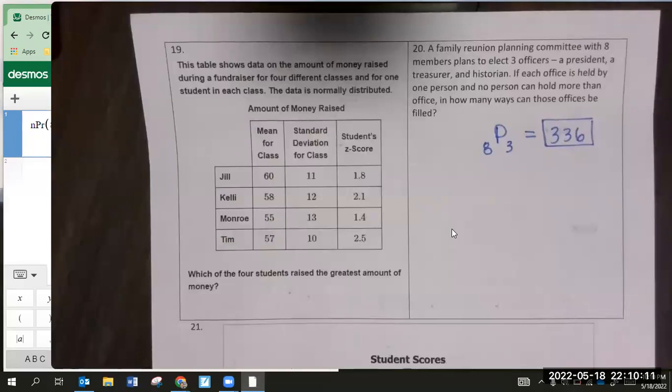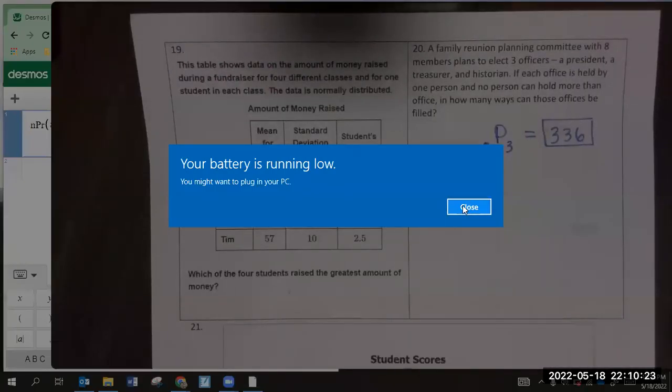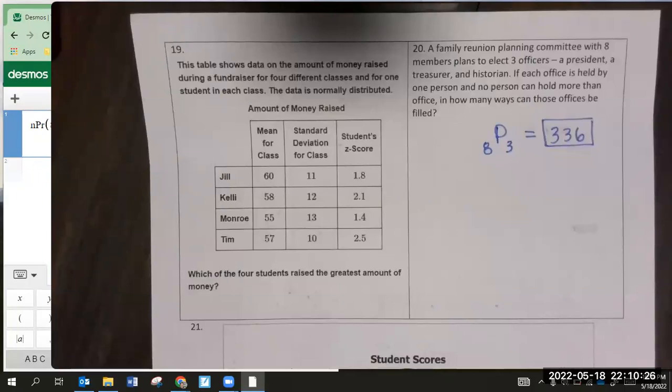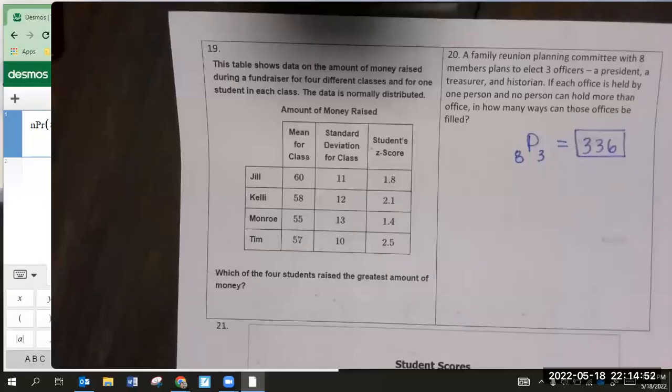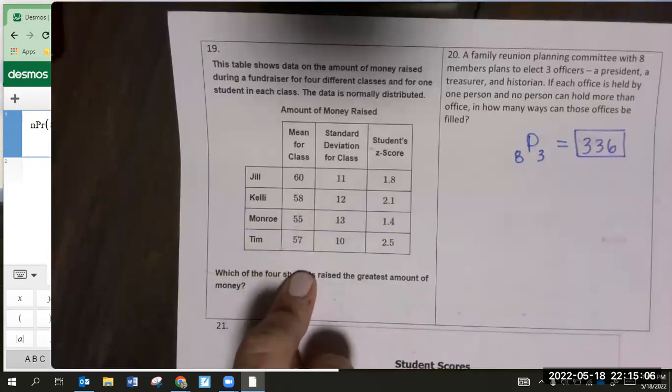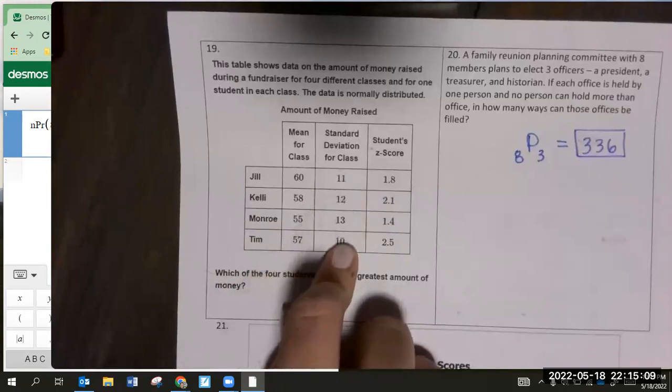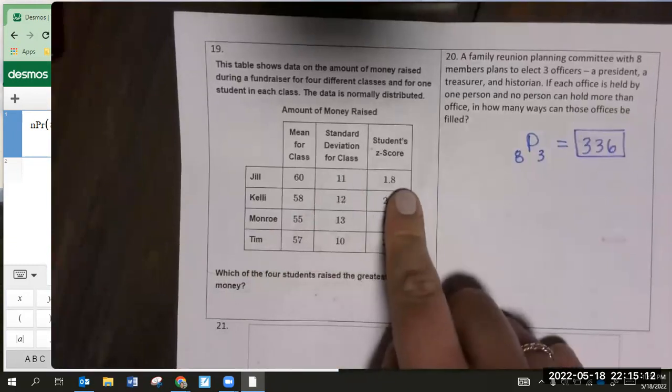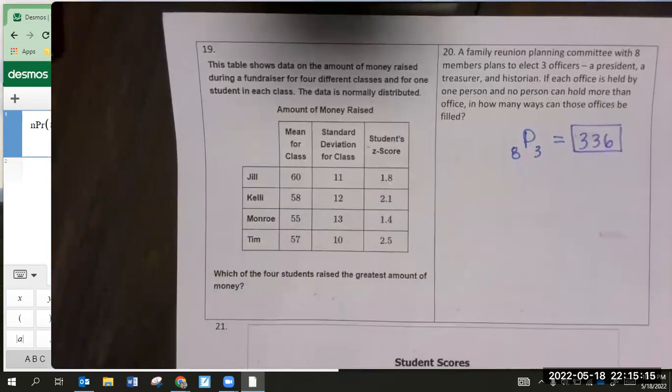Back to number 19. 19 shows us a table that has money raised during a fundraiser from 4 different classes, and they've just picked 1 student from that class to be represented. The data has been normally distributed. So what we need to do is figure out which of the 4 students raised the greatest amount of money. If you notice, the mean, the average for each class is different. The standard deviation for those classes is different. And where that student lives in the z-score is also different.